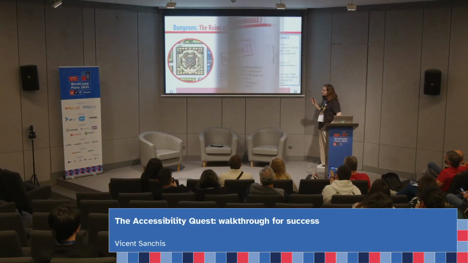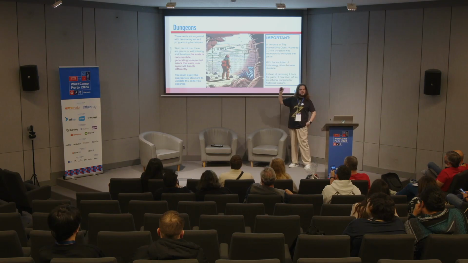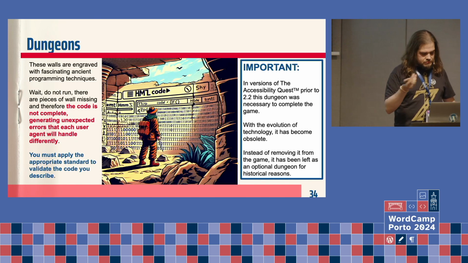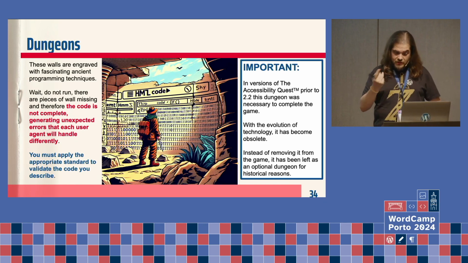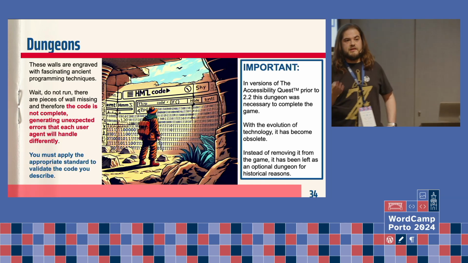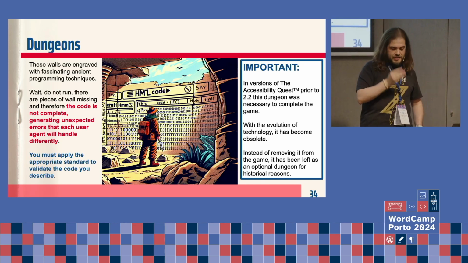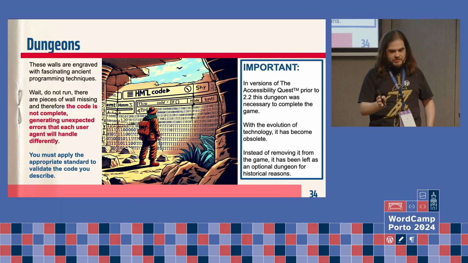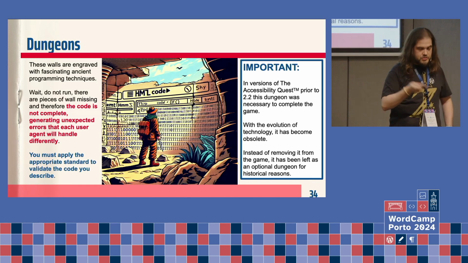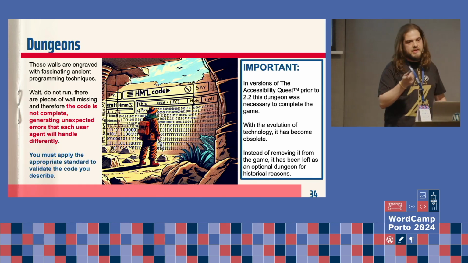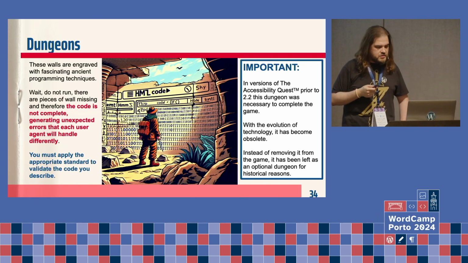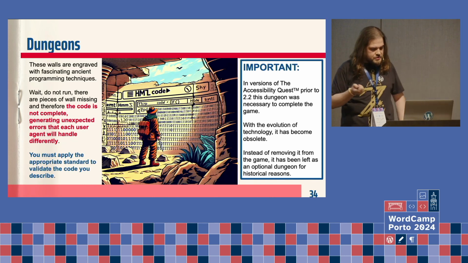But engraved on the walls, you will find a lot of code. The problem is that the walls are not perfect, and the code is not complete. In the past, the problem was that different user agents handled errors in this code differently. But nowadays, it doesn't work like that. So this is kept in this version just for historical reasons.